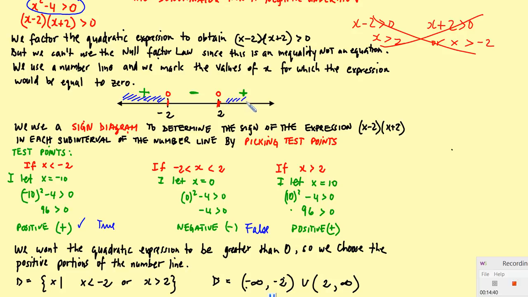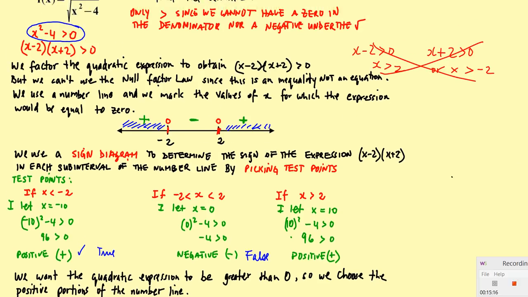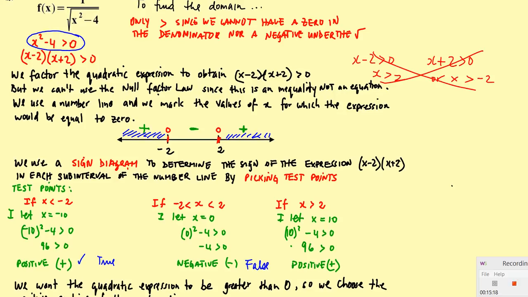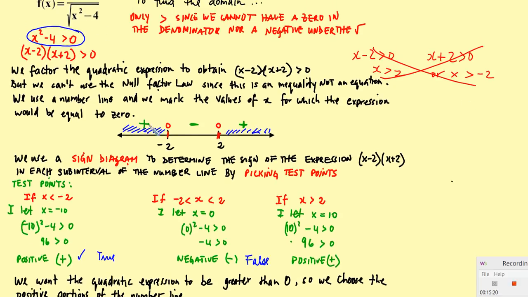So the areas where it was positive were from negative infinity to negative 2 and from 2 to infinity. That is what our domain is. We choose the positive portions on the number line to show what our domain is going to be. If I were to do this using set notation, I would say that x is less than negative 2, or x has to be greater than 2. The numbers in between, negative 2 and 2, are not on that graph. They are not included. They cannot be equal to 0.